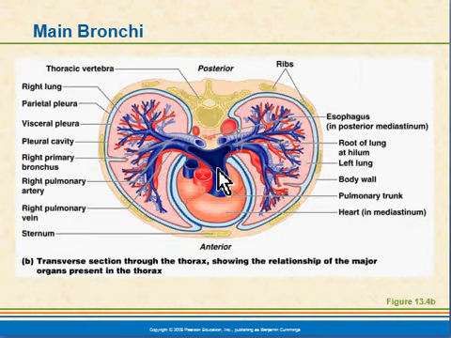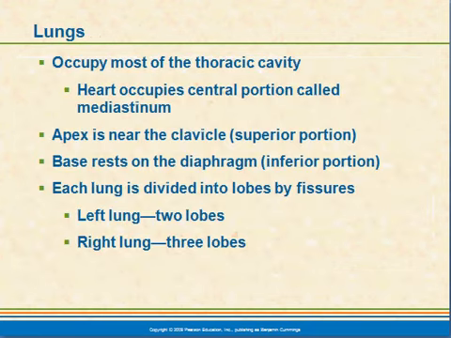Now, the secondary bronchi go into the different lobes of the lung. Lungs themselves occupy most of the thoracic cavity. The central area between the lungs is where the heart is, and it's in a structure called the mediastinum. The lungs, the apex is the upper part, and it actually comes up very close along the sides of the neck, whereas the base rests on the diaphragm. That is one of the muscles that allows us to breathe.